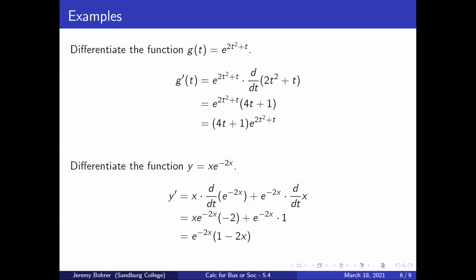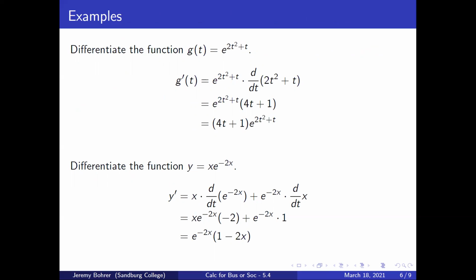Differentiate the function g of t equals e to the 2t squared plus t. G prime of t is equal to e to the 2t squared plus t times the derivative of 2t squared plus t, which is e to the 2t squared plus t times 4t plus 1, which is equal to 4t plus 1 times e to the 2t squared plus t. I'm only changing that around because it's traditional to put that polynomial before the exponential term.